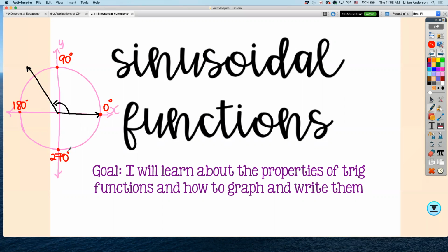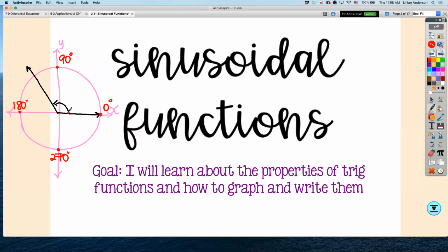Miss Anderson? Yes. So you said that it's going negative, but why wouldn't you put negative 180? No. It's going positive when it goes counterclockwise. Yeah, it's going positive when it goes counterclockwise. If it goes clockwise, then you have negative angles.